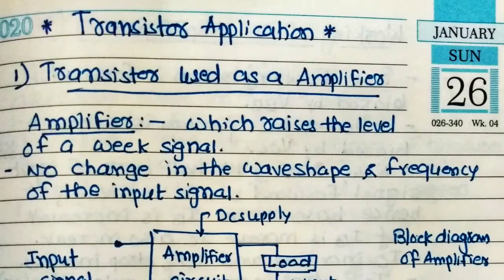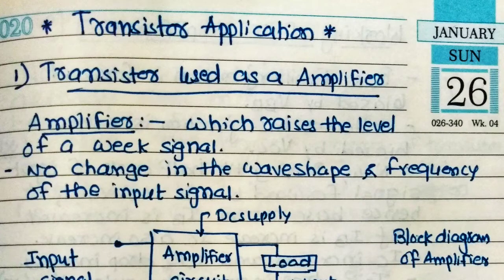Okay friends, today we start the last topic of transistors, the transistor applications. Now we know that transistors have mainly two applications. One is amplification and another is switching. Now, the transistor used as an amplifier.